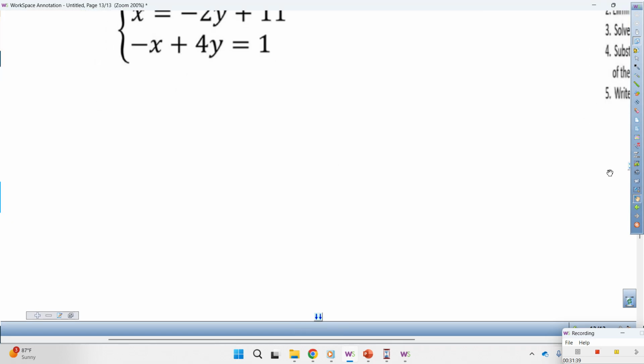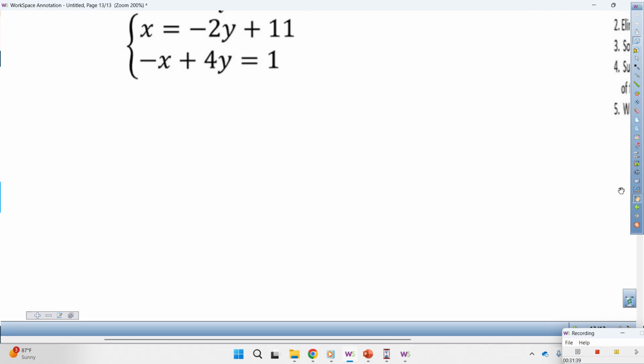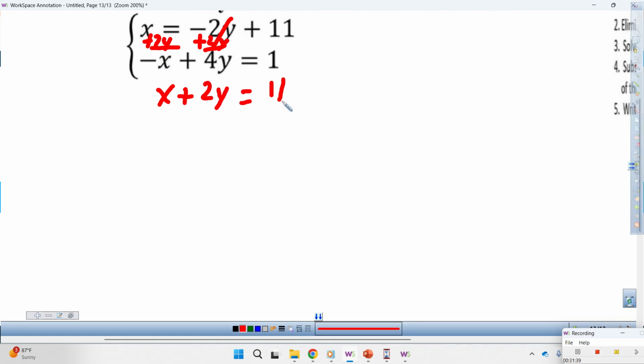First step. Tell your neighbor, what is the first step? We check that they are in standard form. So look at them. Is the bottom one in standard form? Yes. How about the top one? No. So what do we need to do, everyone? Send the y over. How do I do that? Plus 2y, plus 2y. So we end up with x plus 2y equals 11.